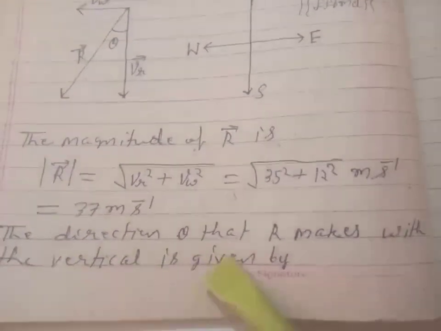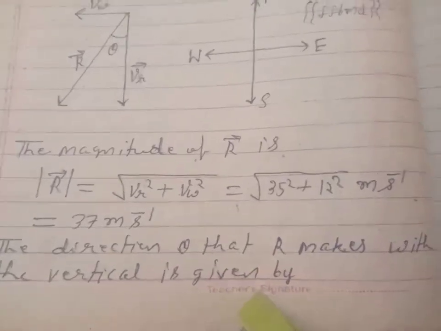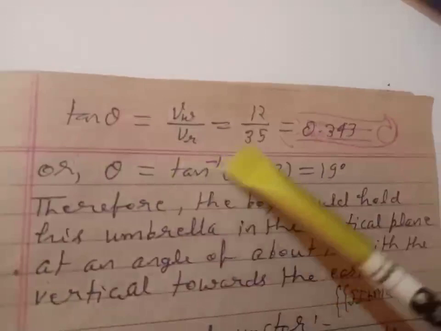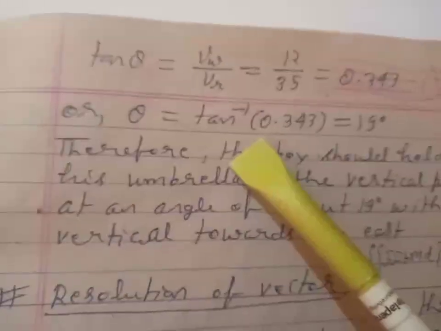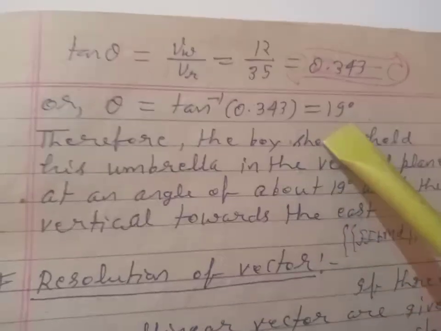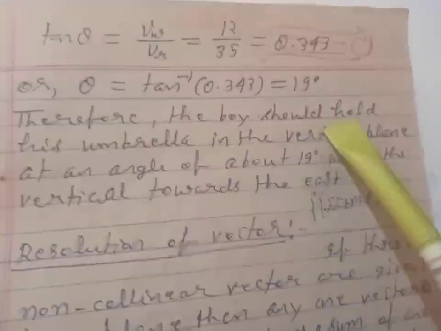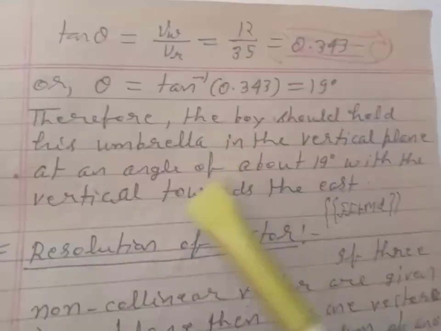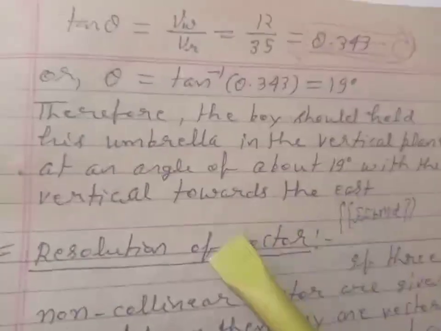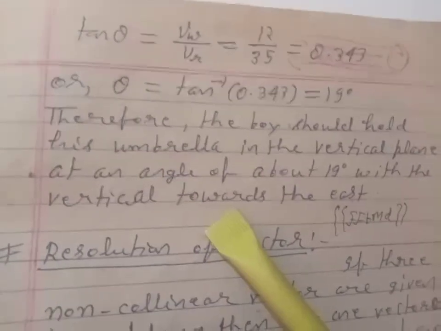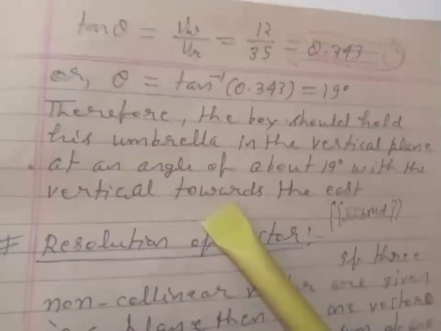The direction theta that R makes with the vertical is given by tan theta equals vW by vR, equal to 12 by 35, which is about 0.343. Hence theta equals tan inverse 0.343, about 19 degrees. Therefore the boy should hold his umbrella in the vertical plane at an angle of about 19 degrees with the vertical toward the east. Answer.